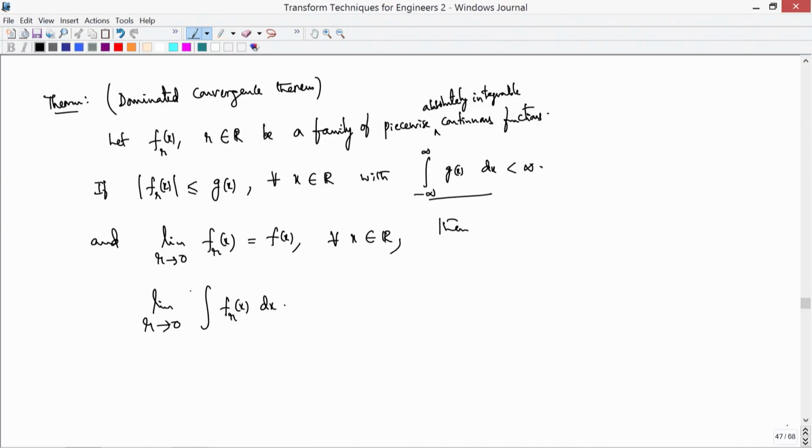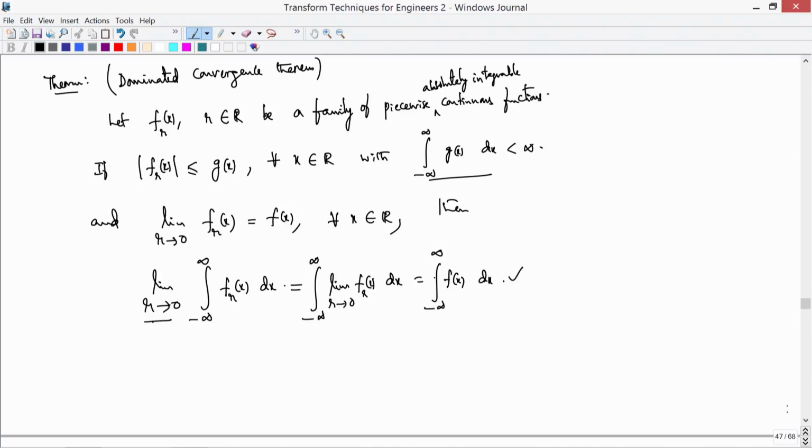So, once you have this limit, the conclusion, with the integral from minus infinity to infinity of these absolutely integrable functions, is that this theorem tells you that you can allow the limit to go inside the integral. So, the limit as r goes to 0 of the integral of f_r(x) dx equals the integral of the limit, which is given as f(x) dx. This is what the dominated convergence theorem tells you.